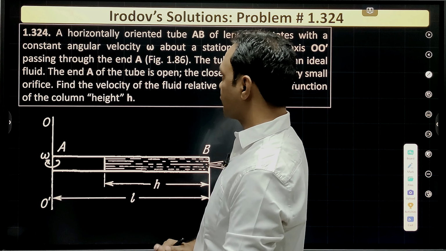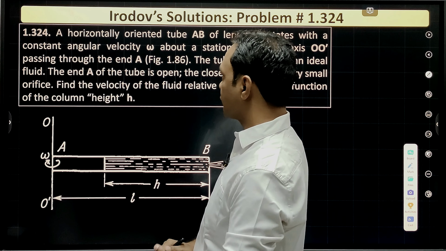And suppose the mass of this part is dm. So a centrifugal force will act on this part, and the centrifugal force would be dm x omega square. With respect to the container, everything is at rest, so this part is also at rest. So writing the equilibrium, the net force towards the left side is P plus dP into dA, and towards the right is P dA plus dm x omega square.